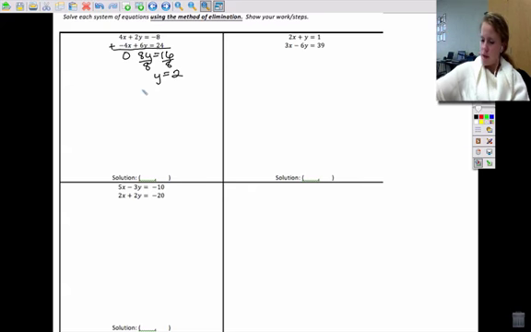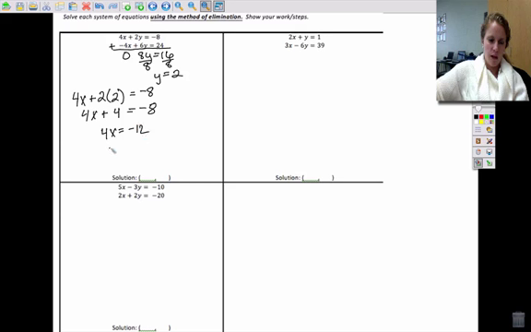Okay, and so then if we plug that back into either one of these, we could use the first one, 4x plus 2 times 2, our y, equals negative 8. Then we're going to have 4x plus 4 equals negative 8, and if we subtract 4 from both sides, then we have 4x equals negative 12, and x should equal negative 3. So we have (negative 3, 2) as our solution there.